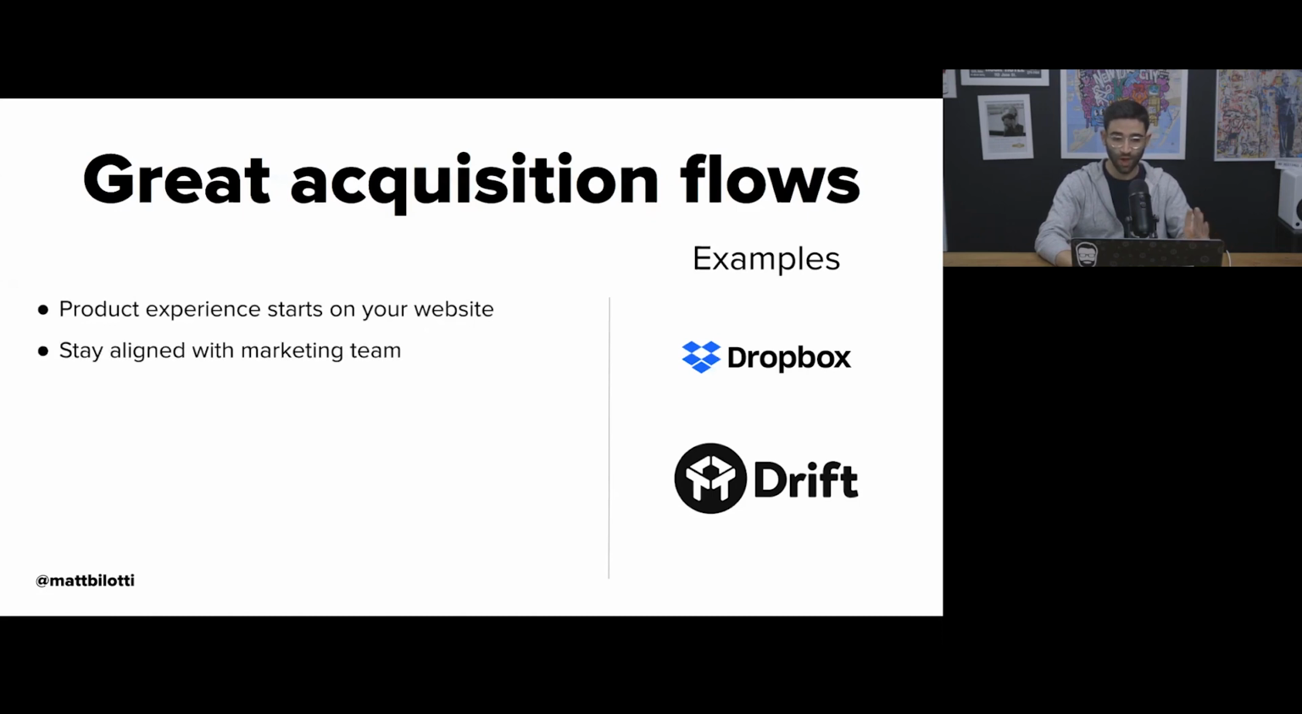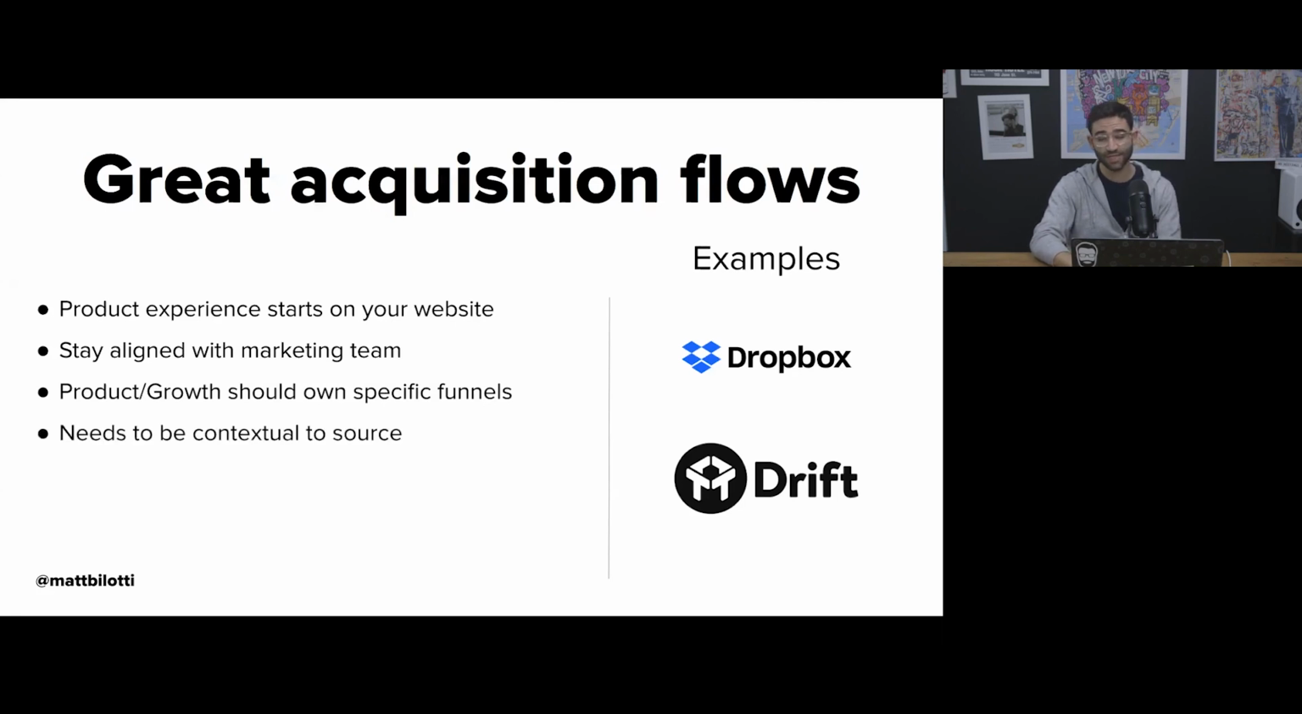So you have to stay aligned with the marketing team. This is something that we do at Drift all the time, is the growth team and the product team. If we own acquisition for a certain part of the product or a certain product line, we own or co-own certain parts of the website with the marketing team, because the acquisition flow and the product experience has to start at the top of the funnel at the website, right? And then they go into the product and go from there.